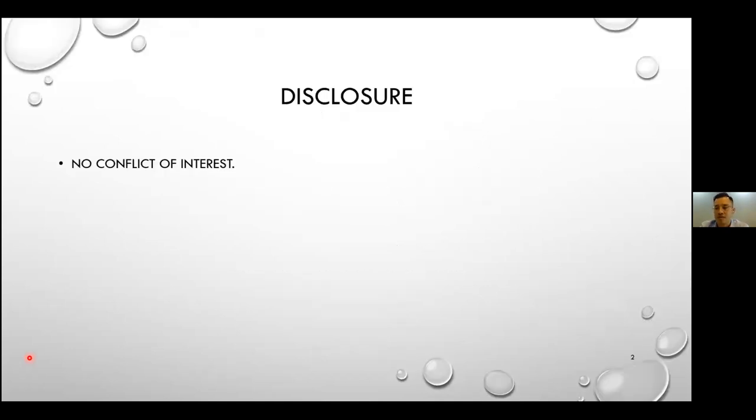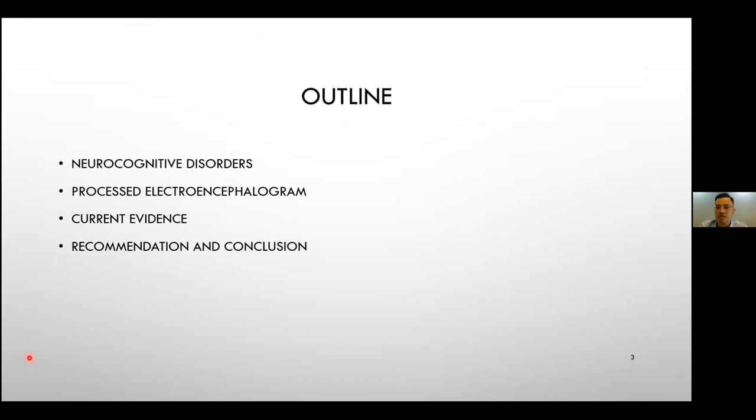I have nothing to disclose in terms of conflict of interest and am not supported by any of the process EEG shown below. In this short lecture, I would like to explain what neurocognitive disorders are, what a process EEG is, the current evidence on the associations between these two, and the recommendations on the usage of process EEG for prevention of post-op neurocognitive disorder.